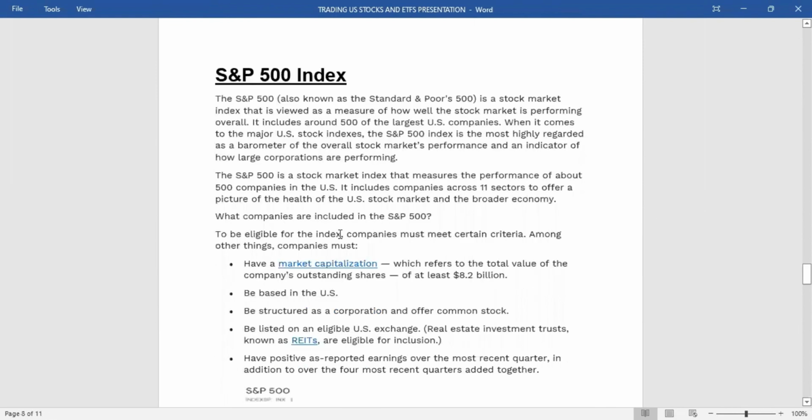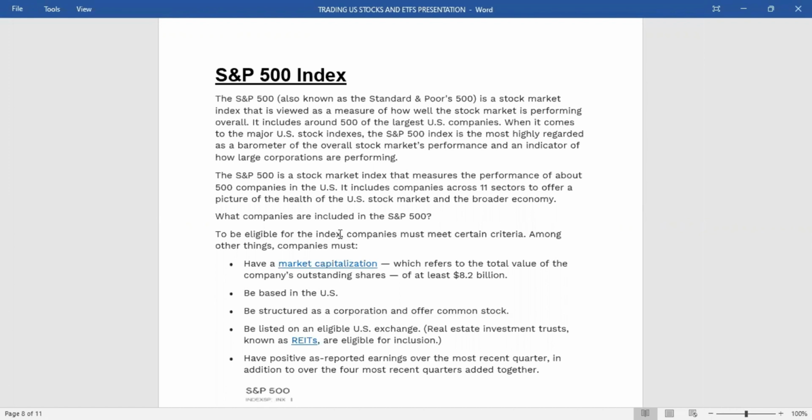The first index I want to show you guys is called the S&P 500 index, also known as the Standard & Poor's 500 index. The S&P is one of the major indexes in the US. This is a stock market index that is viewed as a measure of basically how well the stock market is performing. Anytime you listen to the news, especially the US news, for those of you who watch Bloomberg, you hear them talking about the performance of the S&P 500.